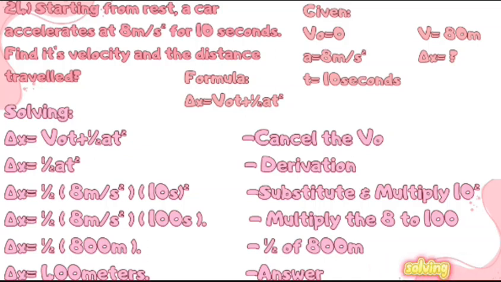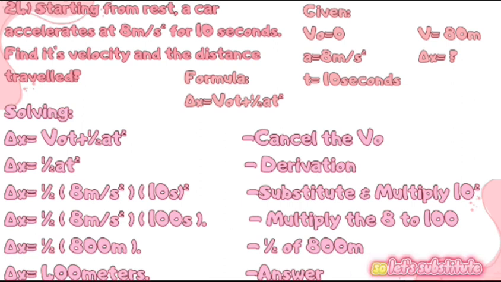Our statement of the problem, given, and formula are shown on the screen. So let's start solving. First, let's write down the formula that we're going to use to find the change in position. Our formula is change in position is equal to initial velocity times time plus 1/2 times acceleration times time squared. Let's cancel the initial velocity term since the initial velocity is 0. Next step is to derive the formula. Since the initial velocity term is cancelled, our final formula is change in position is equal to 1/2 times acceleration times time squared.